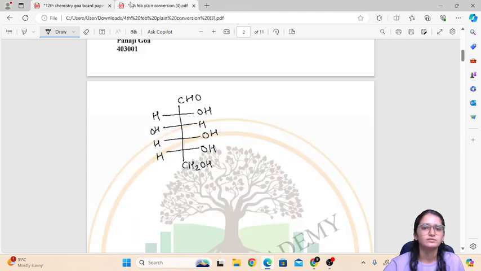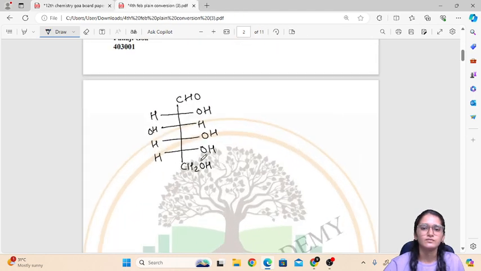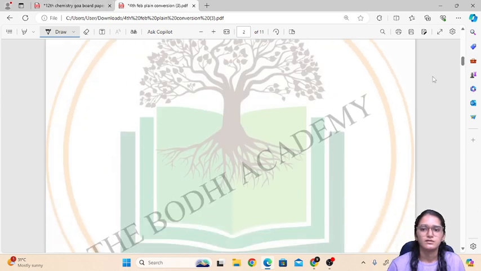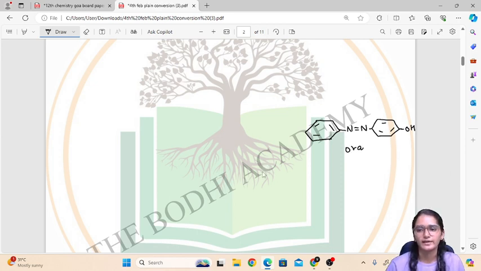I will draw it here. So this is para-hydroxyazobenzene, which is also called an orange dye. So this is our last product.